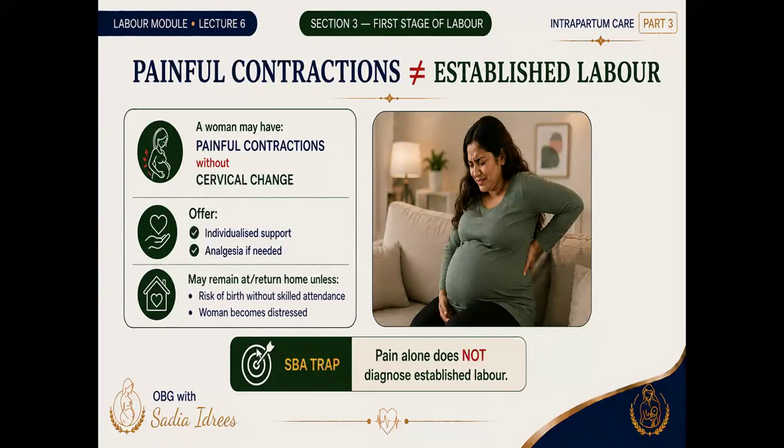When the examiner gives you dramatic painful contractions, don't let the severity of the pain distract you. Ask, is there progressive cervical dilatation? Because pain alone does not diagnose established labor.